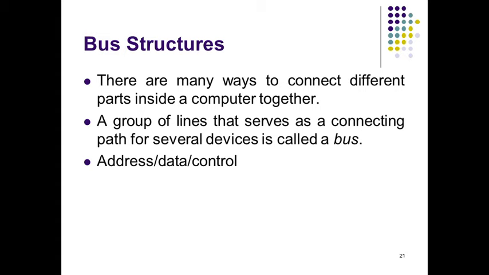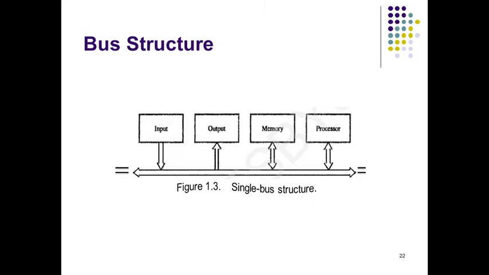In addition to these lines that will carry the data, the bus must have lines for address and control purposes. Means bus is capable of carrying information, address as well as control signals. The simplest way to interconnect the functional units is to use a single bus. As you can see in this figure, all the functional units are interconnected through a single bus, means all the units are connected to the single bus.